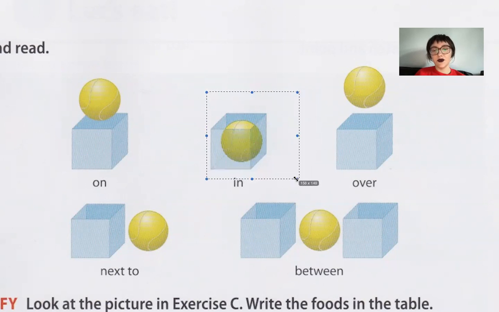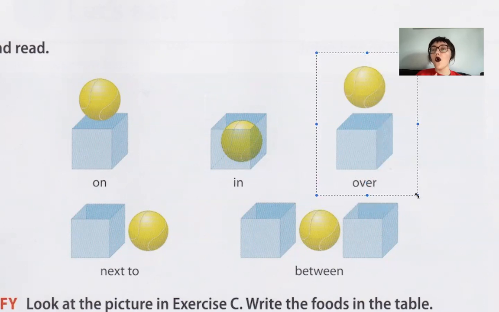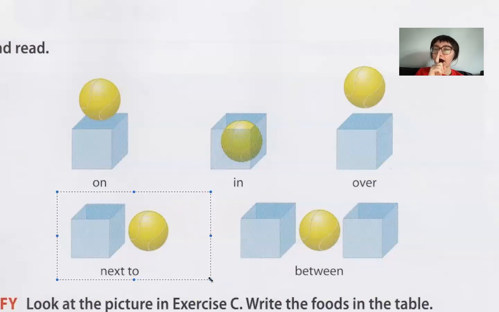In. The next word we have is in my bag, in the purse, right? The next one we have is over, okay, over, right? Over means above, not touching, not on, but above, over. Then we have next to. My bedroom is next to the bathroom. So bathroom and then bedroom, next to, close to each other, right?